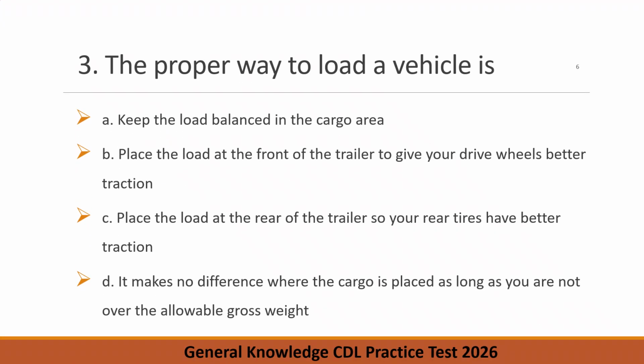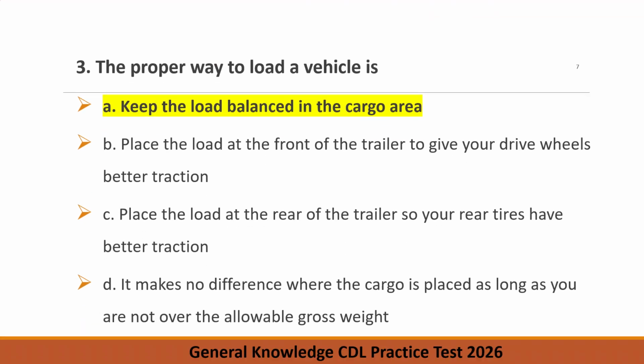3. The proper way to load a vehicle is A. Keep the load balanced in the cargo area, B. Place the load at the front of the trailer to give your drive wheels better traction, C. Place the load at the rear of the trailer so your rear tires have better traction, D. It makes no difference where the cargo is placed as long as you are not over the allowable gross weight. Answer: A.